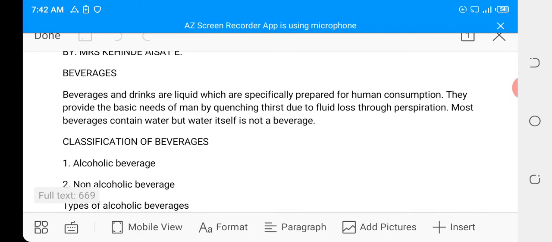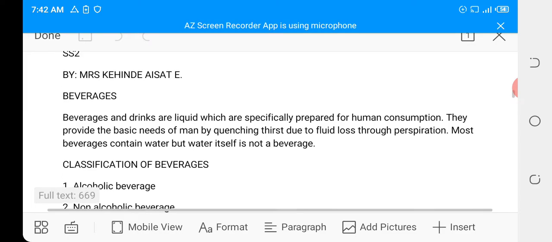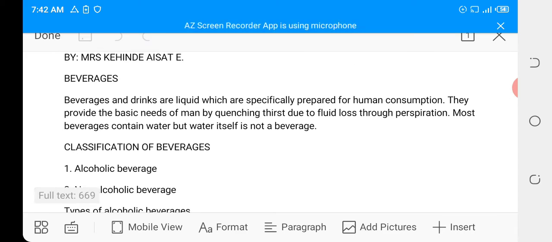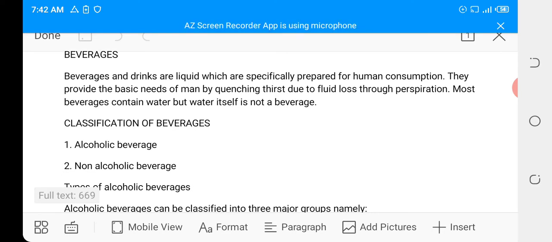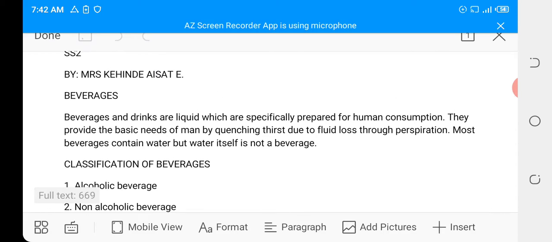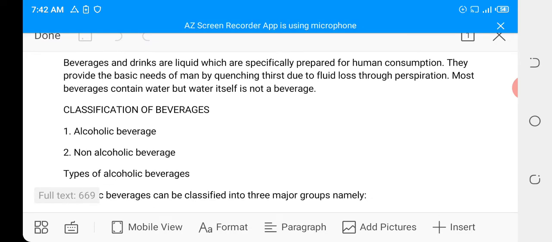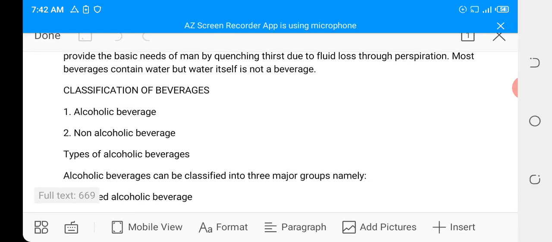They are needed in the body to quench our thirst due to fluid loss through sweat, that is perspiration. You might have lost some fluid, but your beverage helps to replenish that. Most beverages are prepared with water. Whether we like it or not, you prepare your beverage with water. But water itself is not a beverage. Note that. Water itself is not a beverage.